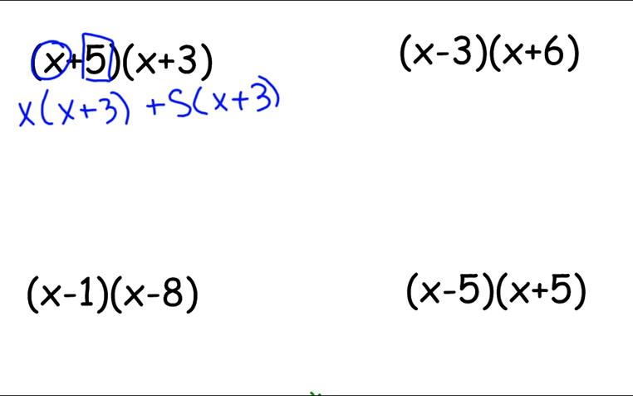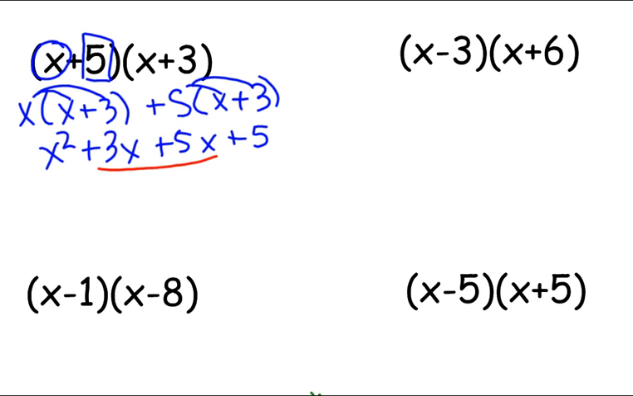In this case, I do the distributive property and get x squared plus 3x. In this case, I do the distributive property again and get 5x plus 15. Almost always you can combine your middle two terms. So when I did that here, I got x squared plus 8x plus 15. Hopefully you did a lot of this in Algebra 1, in high school algebra.